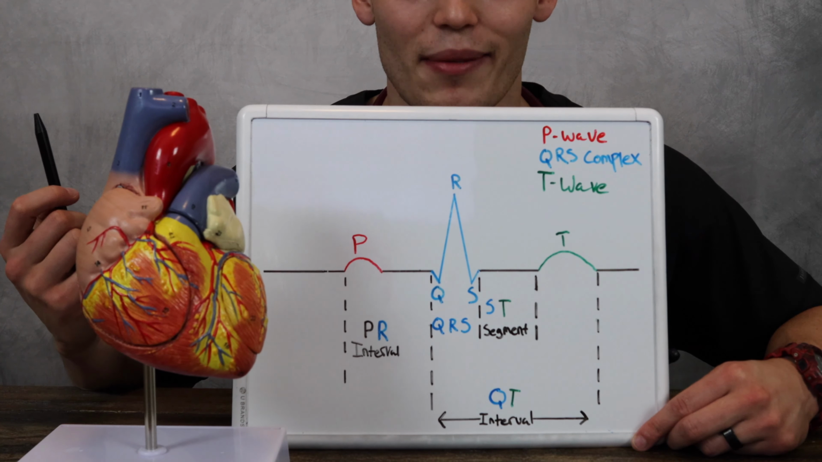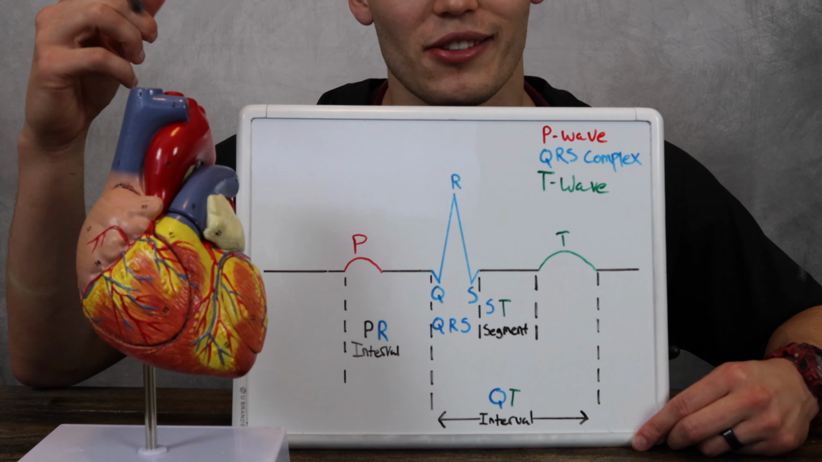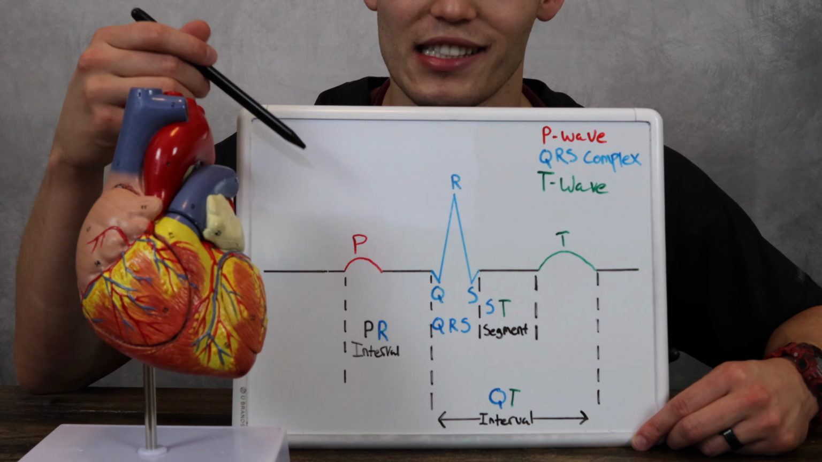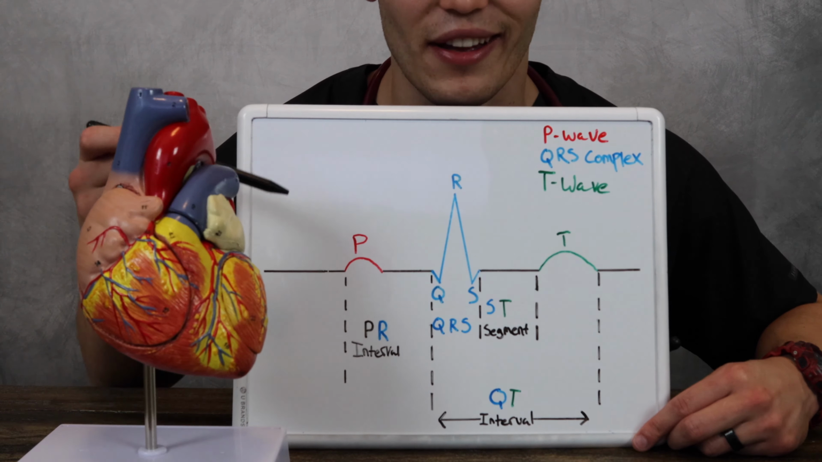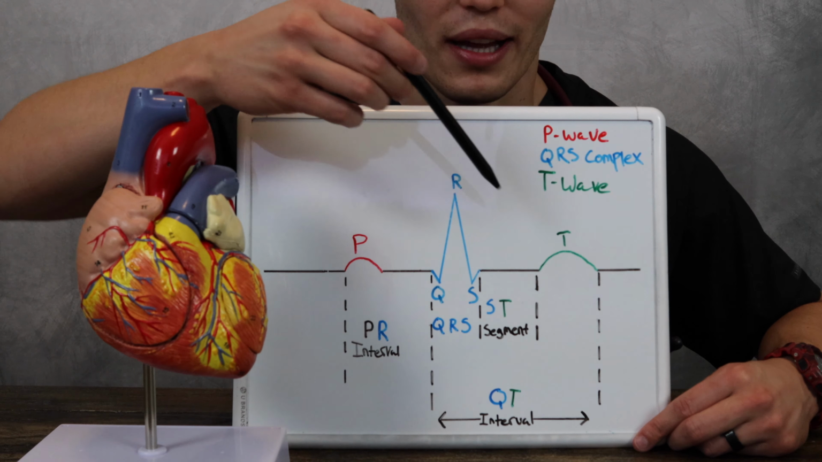Alright peeps, so we're going to talk about the basic ECG waveform. We're also going to talk about it with the model of the heart right next to it. That way you can correlate what's happening with which chambers of the heart and how that correlates to the P wave, QRS complex, and T wave.